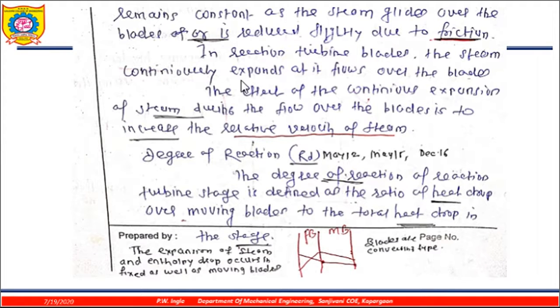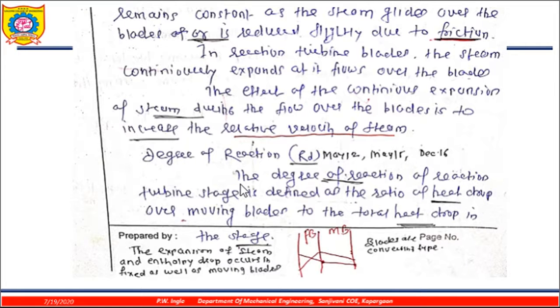In reaction turbine blades, the steam continuously expands as it flows over the blade. The effect of continuous expansion of steam during flow over the blade is to increase the relative velocity of steam. In an impulse turbine, relative velocity is reduced due to friction, but in a reaction turbine, it increases. Since expansion takes place in both the fixed blade and the moving blade, there is always a pressure difference across the moving blade. That pressure is the reaction pressure, so a term known as degree of reaction comes in.